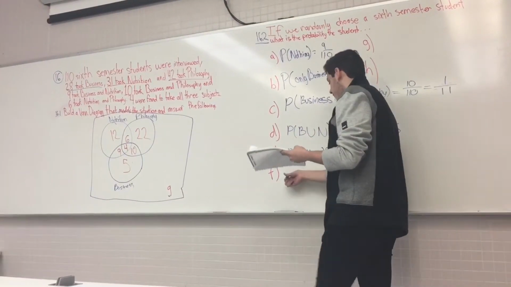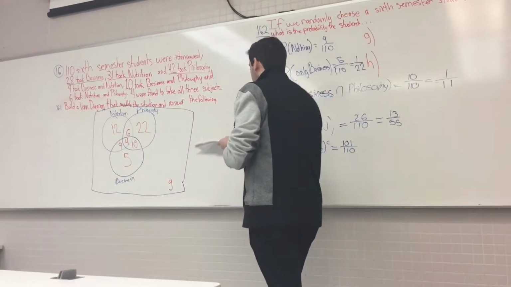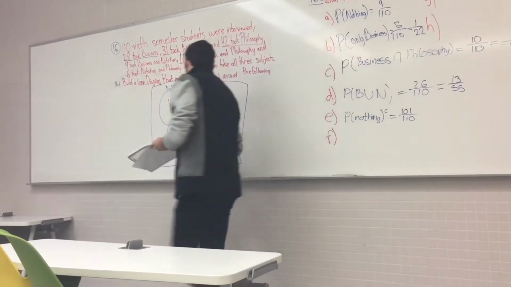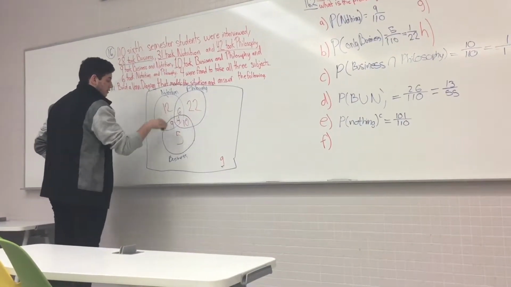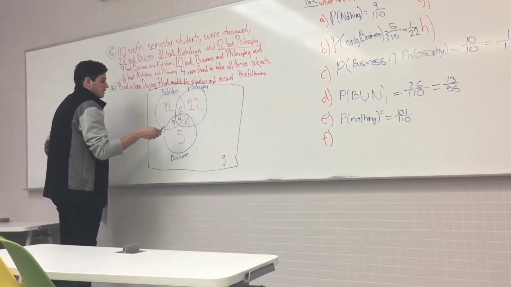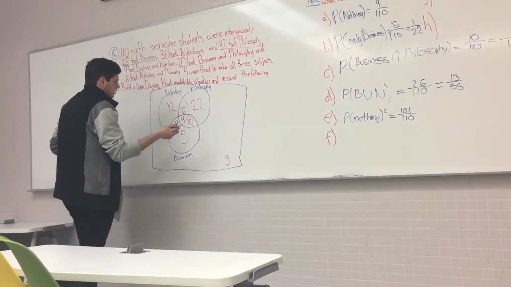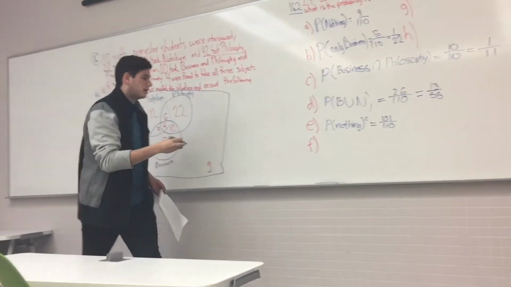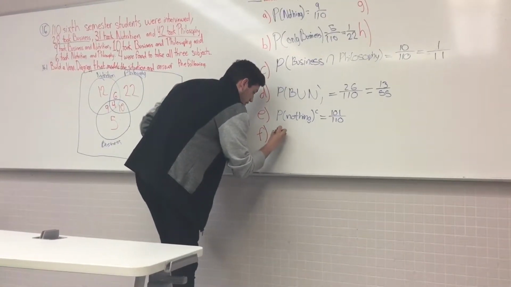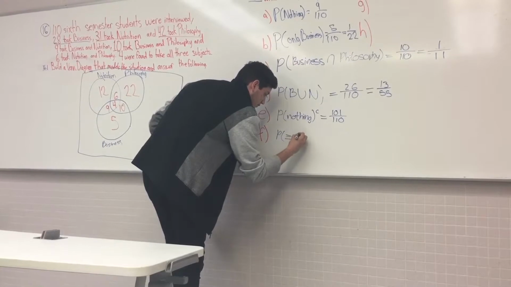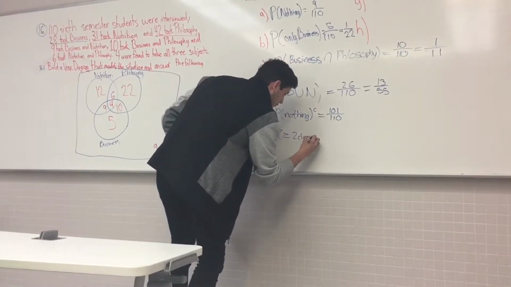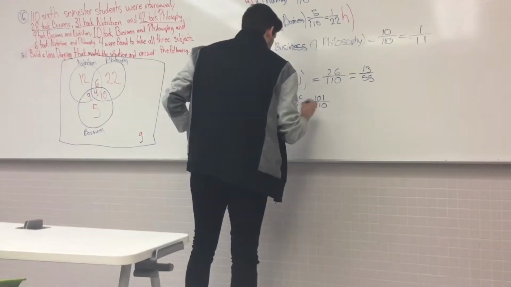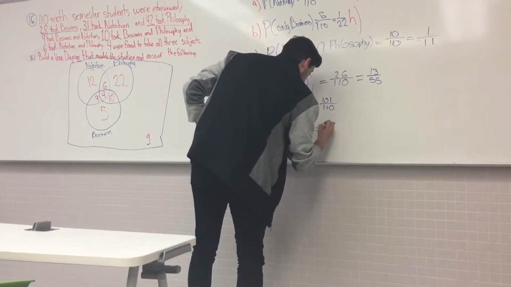Okay, now for letter F. We're looking for students who took at least 2 classes out of the 3. So we're going to focus on the middle values. So basically 6, 4, 9, 10. Because they took at least 2 out of the 3, and we'll sum them up. So it will be the probability of greater than or equal to 2 classes, the sum of these 4 values, 29 over 110.